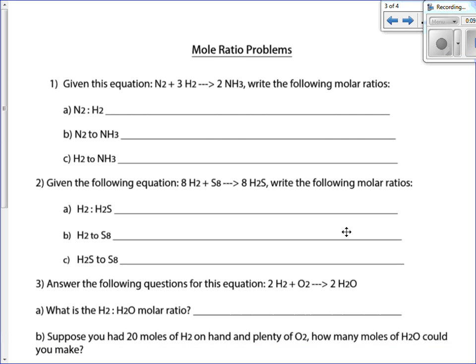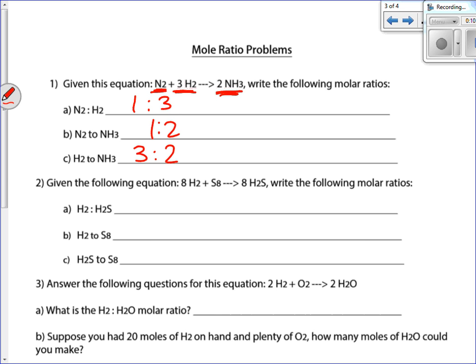Okay, so let's take a look here. So, first one, what should it be? 1 to 3. 1 nitrogen to 3 hydrogens. How about the next one? 1 to 2. Once again, nitrogen now to ammonia. And the last one. 3 hydrogens for every 2 ammonia.